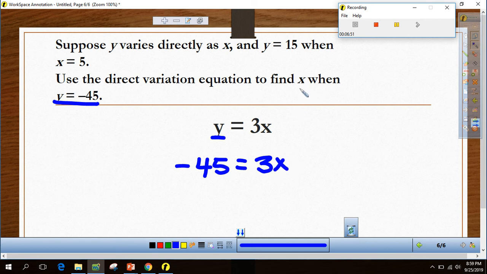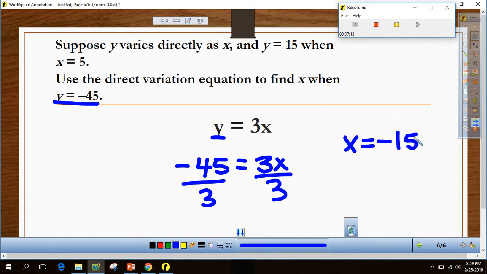Well, if I'm looking for x, now all I have is a simple one-step equation. 3x means 3 times x. To undo multiplication, I divide. If I do it to one side, I've got to do it to the other. Negative 45 divided by 3 becomes a negative 15. So x is equal to negative 15. Now, that's all fine and good, but we have an easier way to do that.